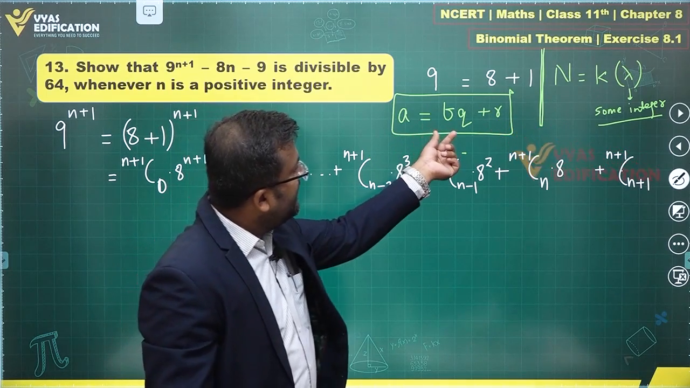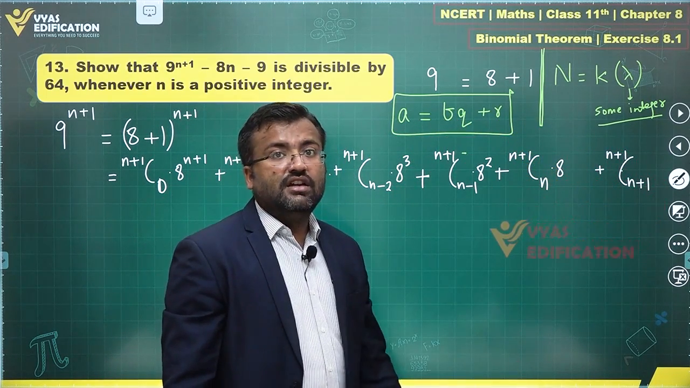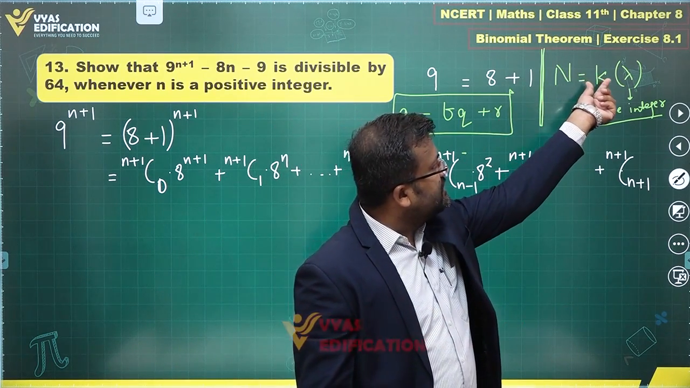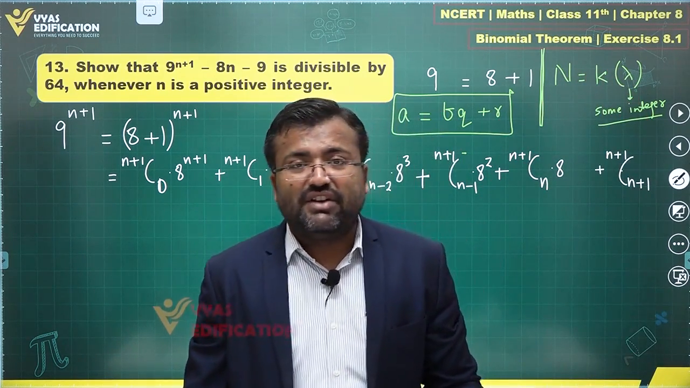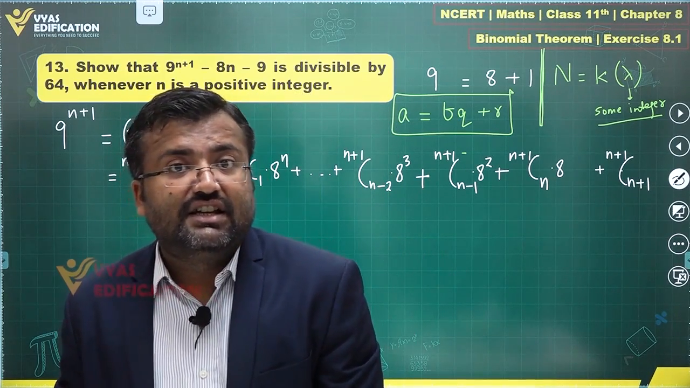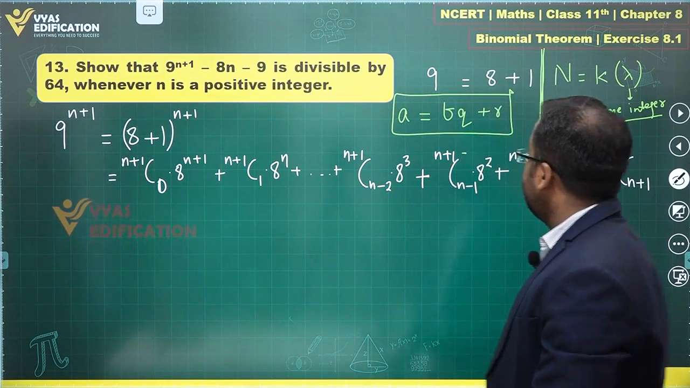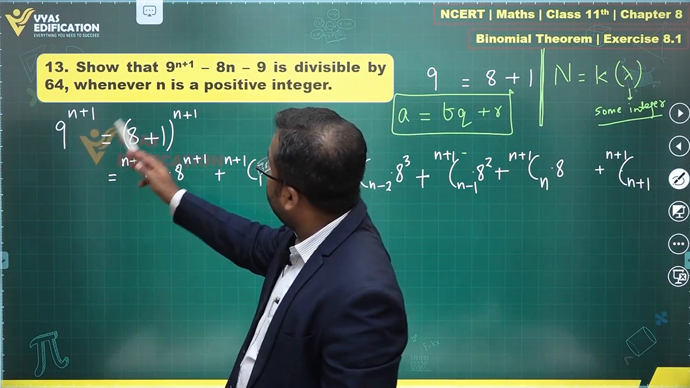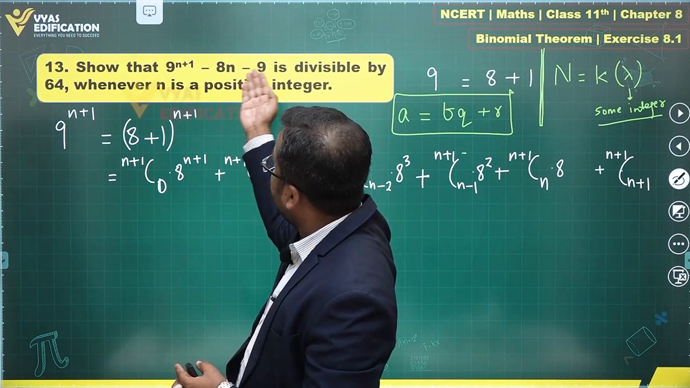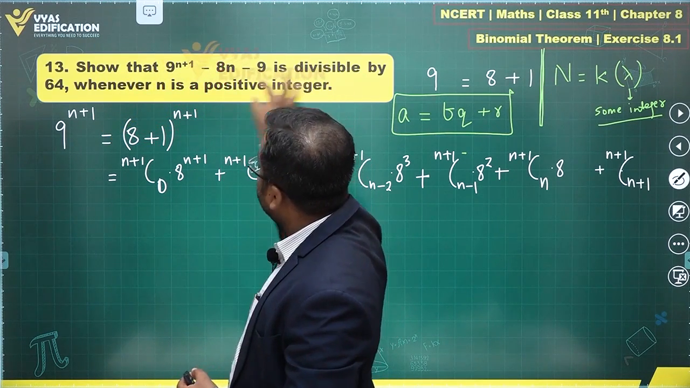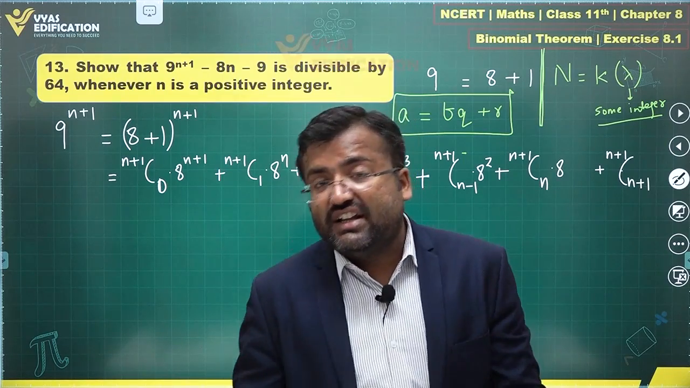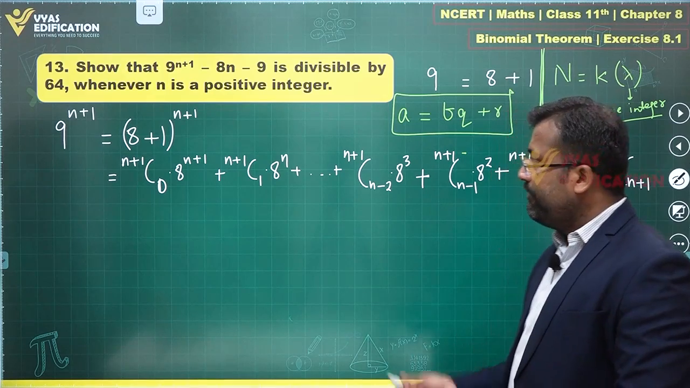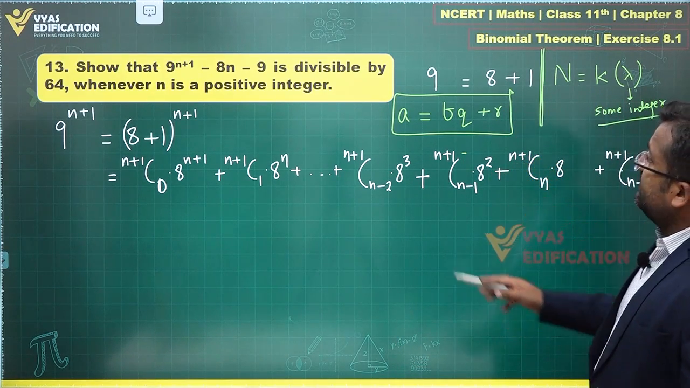So a can be written as b times some integer over here, b times q, for example. Similarly, for any number n, if it is divisible by k, it can be written as k times lambda, where lambda is some positive integer. Right. So that's the idea that we'll be using over here. Since 9 power n plus 1 is already there, we are supposed to write 9 power n plus 1 minus 8n minus 9, and that could be written as 64k. If it could be written as 64k, then we can say that yes, it is divisible by 64. That's the target. Yes, that's the target.